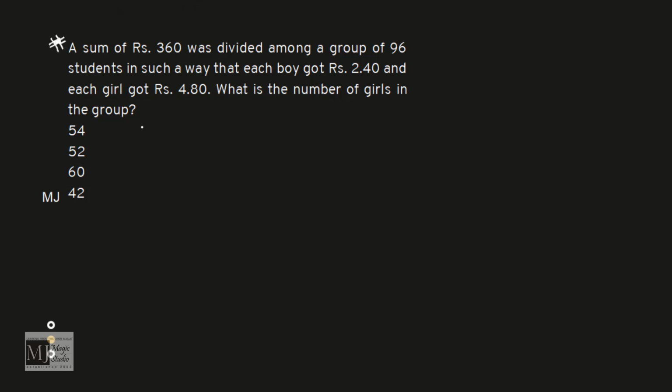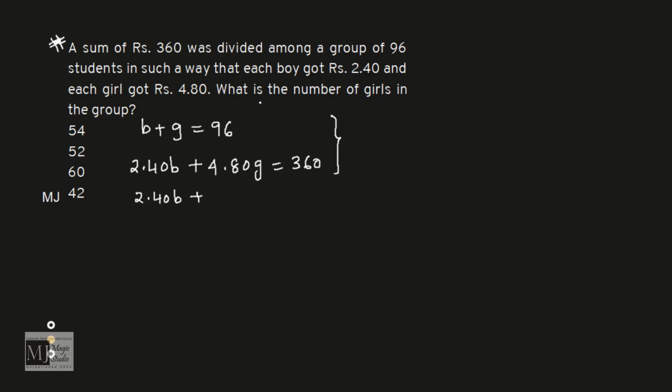That means we have two equations to solve. B plus G is 96, and boy is getting 2.40, that means 2.40B plus 4.80 girls would be the total money distributed. It should be equal to 360. So we have two linear equations and we need to solve them. We can do this with substitution directly, or we can multiply the first equation with 2.4. Let's do that.